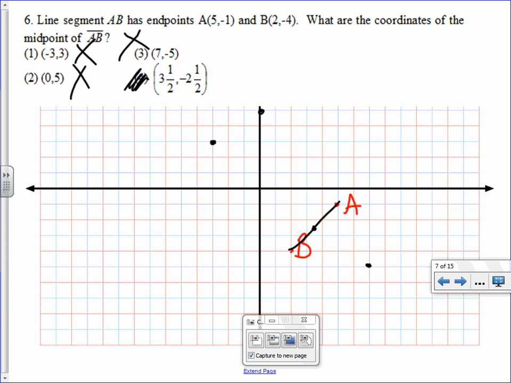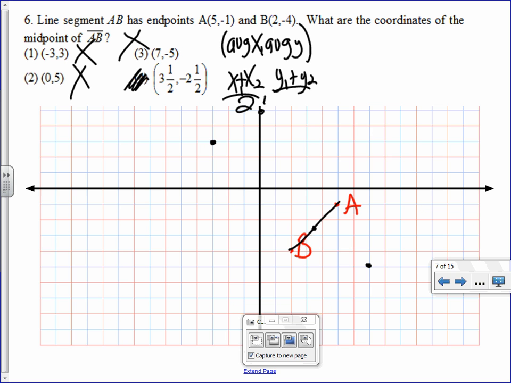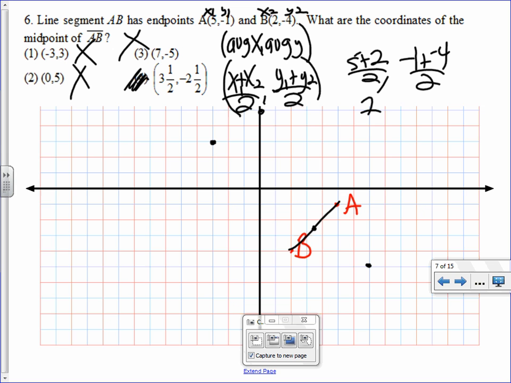Now, to do midpoint algebraically, you do need to know that. Midpoint is the average of the x values, comma, the average of the y values, which is x1 plus x2 over 2, and y1 plus y2 over 2. We have x1, y1, x2, y2. My x's are 5 and 2. My y's are -1 and -4. That's 7 over 2, that's -5 over 2. And that's 3.5, and that's -2.5.